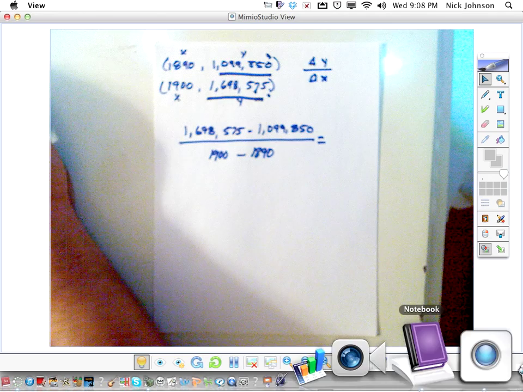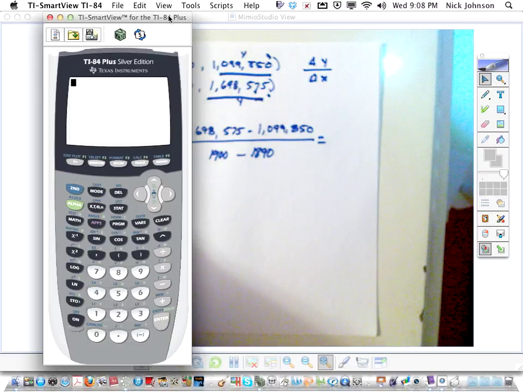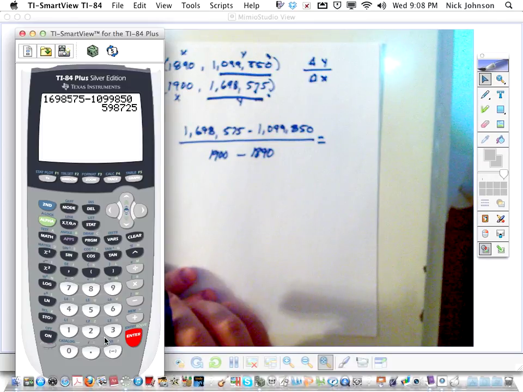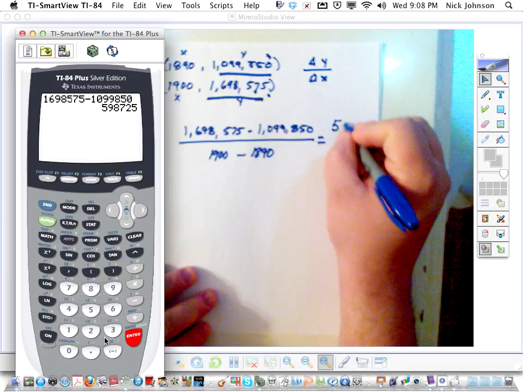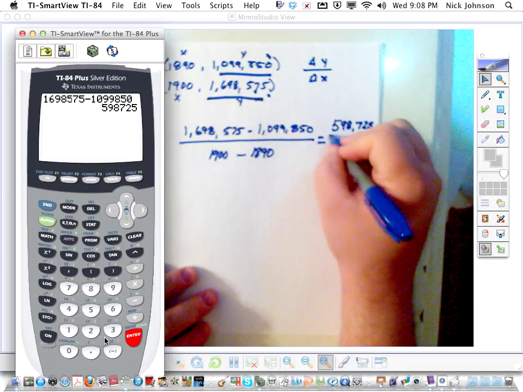So that's going to equal, if we get our calculator out, 1,698,575 subtract 1,099,850. What I'm going to get is 598,725.